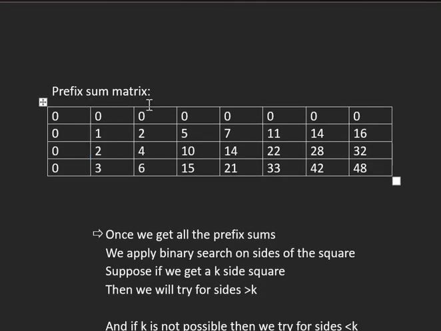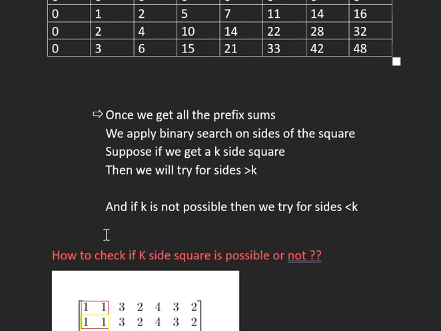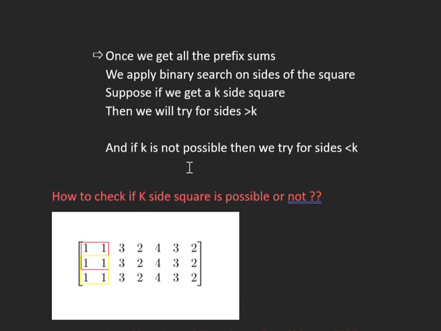So once we calculate the prefix sum matrix using the above formula, and I have shown you with an example how this formula is calculating the sum. Once we have the formula, we will apply binary search on the side of the square. Suppose here the number of rows is 3 and the number of columns is 7. So the maximum side of a square that we can achieve is the minimum of rows and columns. So the maximum we can get is 3, and the minimum side of a square we can get is 1.